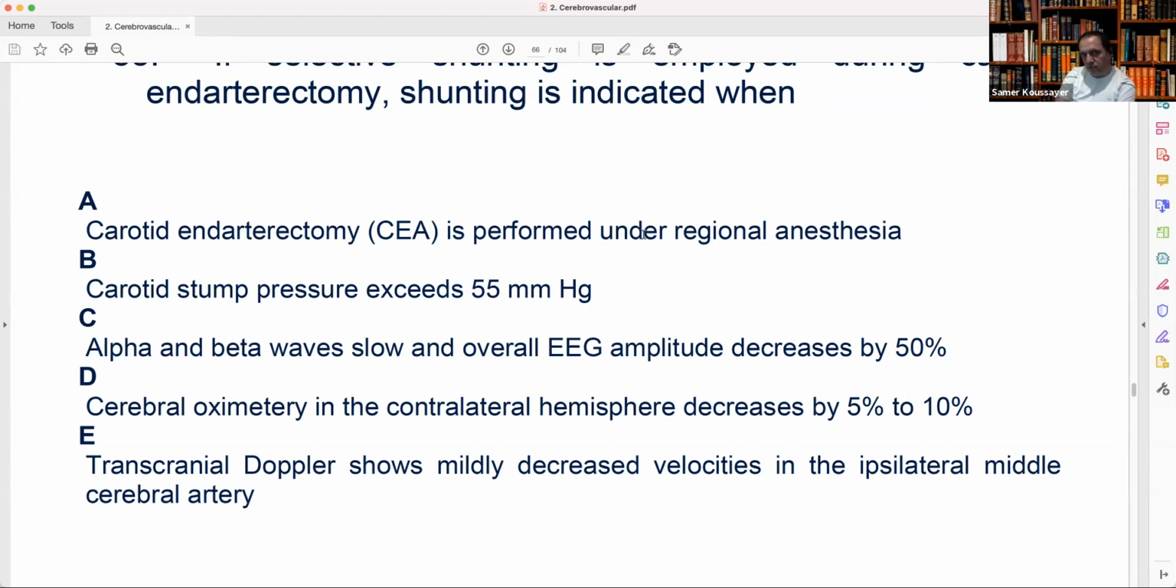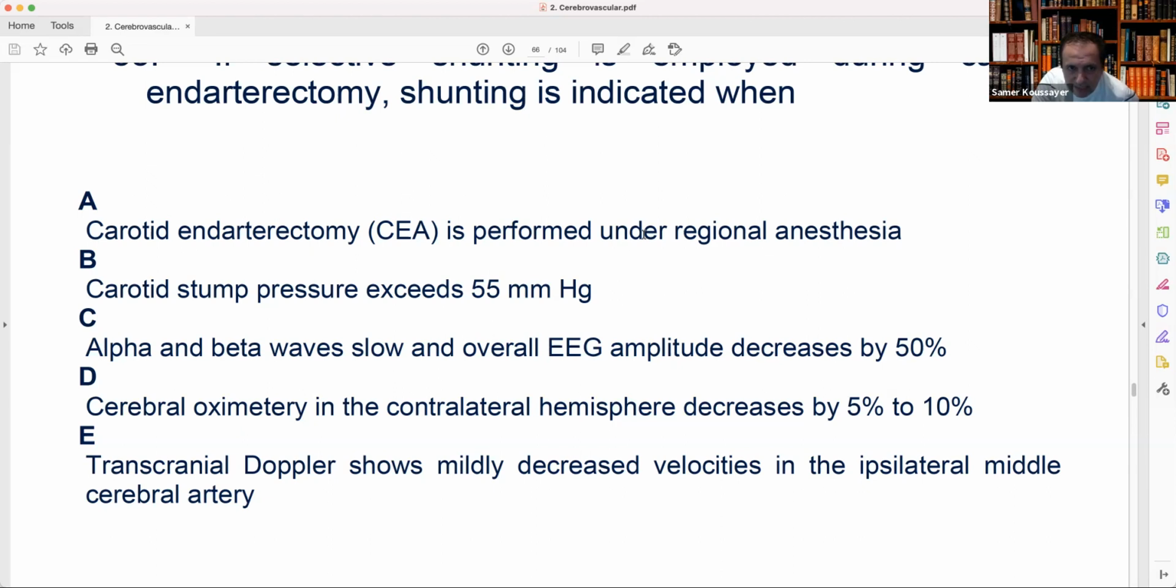The reason why, even with selective shunting, you can still get a stroke is because stroke is a very complicated process. It's not as simple as we think. Because if all these criteria were correct, we should get 0 stroke with the shunting. But we're still getting almost the same percentage, about 2%, even with the shunting. But at least you have some criteria to follow, you know.